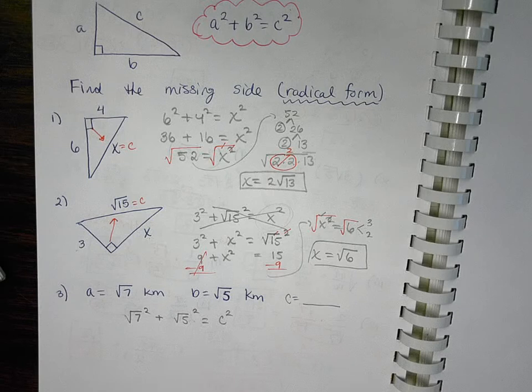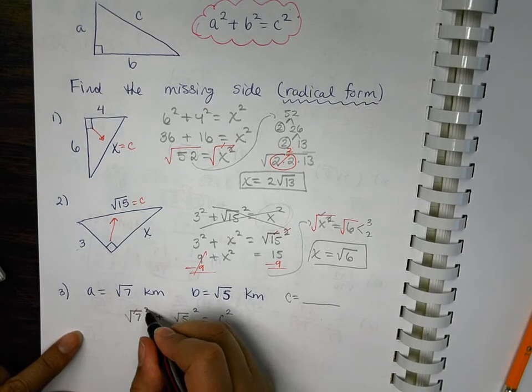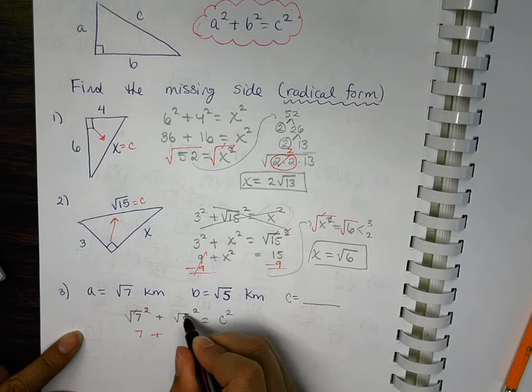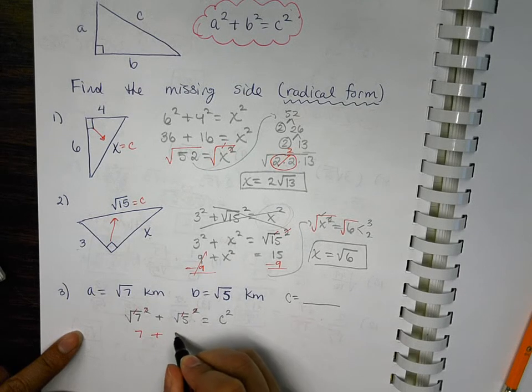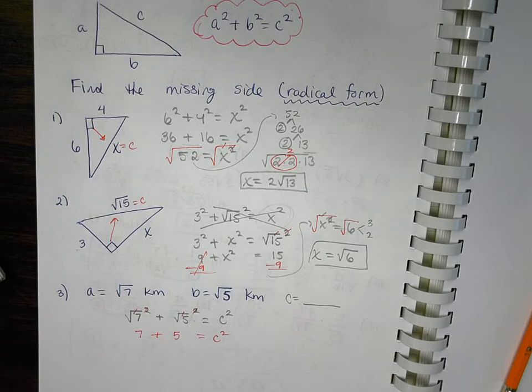Without any work, what do we know about the square root and the squared? They cancel out. It's 7, plus 5, equals C squared. I'm going to let you guys finish it from there. There is some breaking down on this one that needs to be done, and pairs taken out.